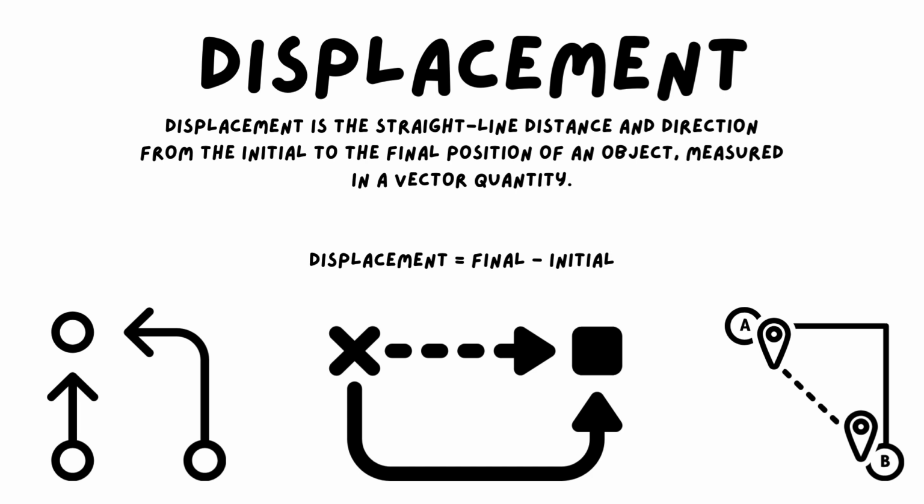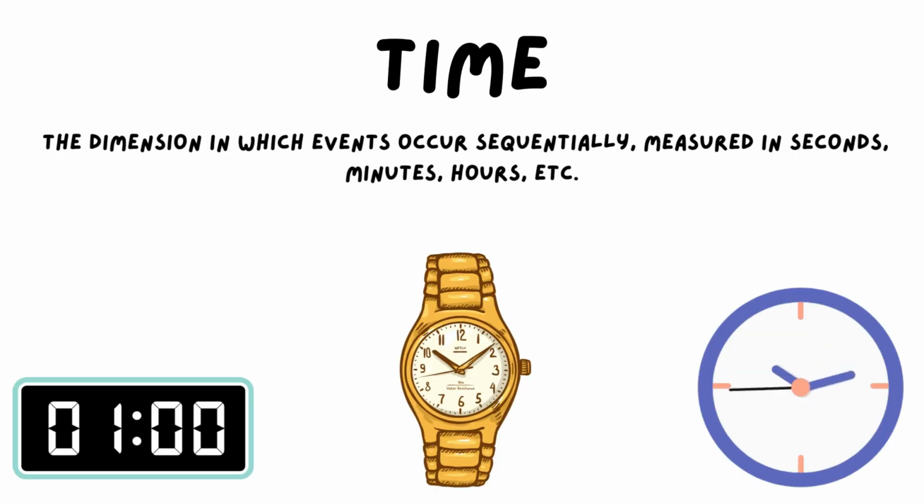Displacement. Displacement is the straight line distance and direction from the initial to the final position of an object, measured as a vector quantity. Displacement equals final minus initial. Time: the dimension in which events occur sequentially, measured in seconds, minutes, hours, etc.